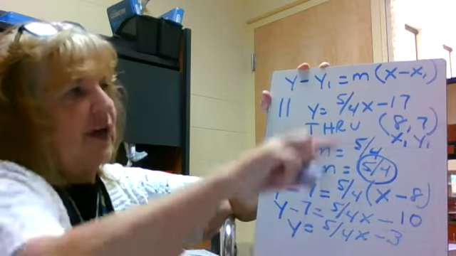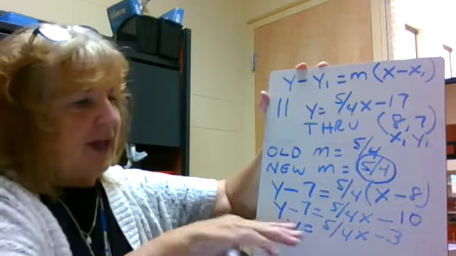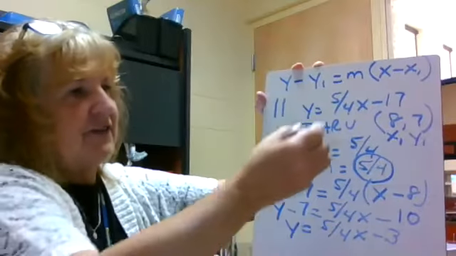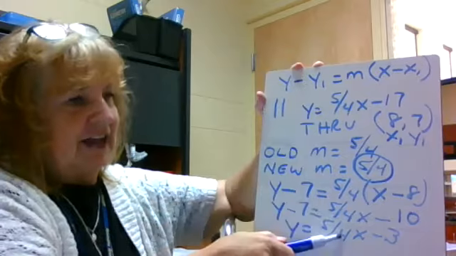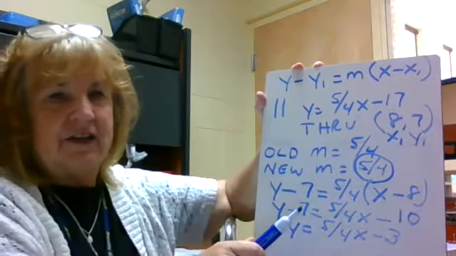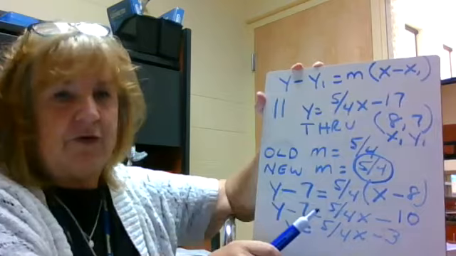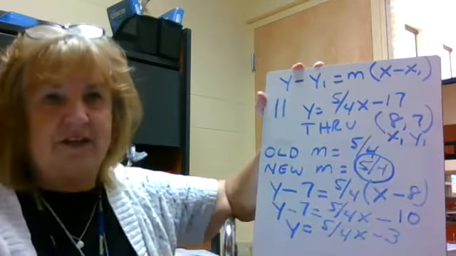This line will be parallel to this one. If we were actually to graph them, they would be parallel to each other. And you can tell that because they have the same slope. But this line goes through that point. This one doesn't. We don't know what point that one goes through, but we know it won't go through that one because this one does.